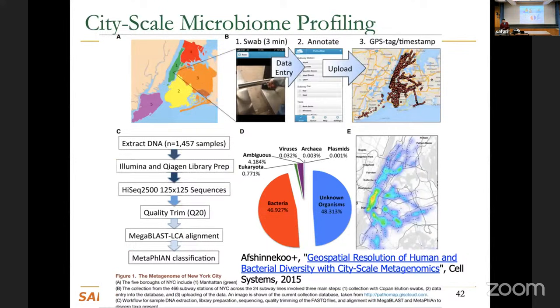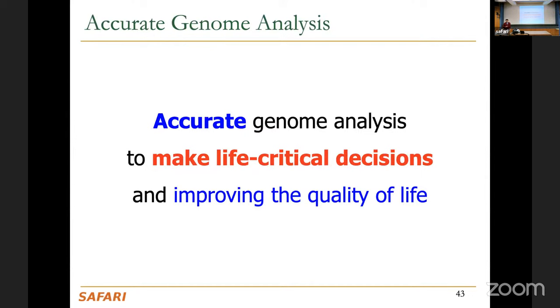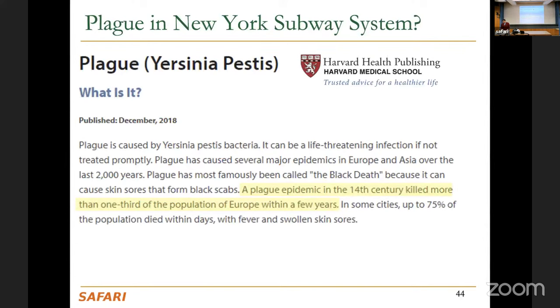So another example is this city scale microbiome profiling. What people are doing is that they are taking samples in random locations in the city. So in this case, we have Manhattan over here, and assume that you're taking lots of samples to analyze. And what's important here is to be able to understand, again, whether there are any harmful organisms so that we can understand quickly and take actions quickly. And essentially the other criteria is to do the analysis, of course, accurately, right? And going back to the previous example of the population scale microbiome analysis, I want to give this particular example.